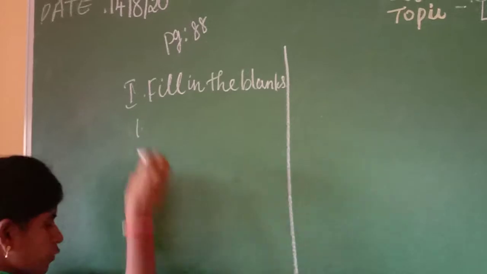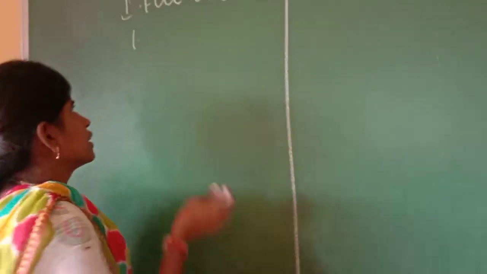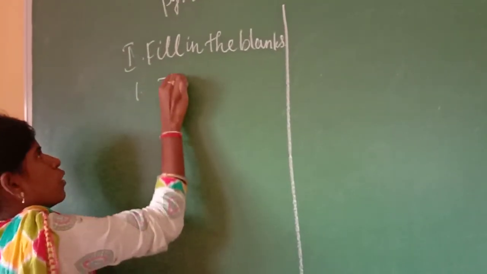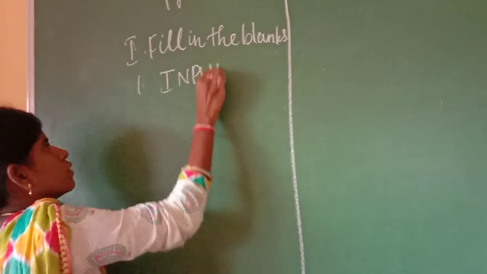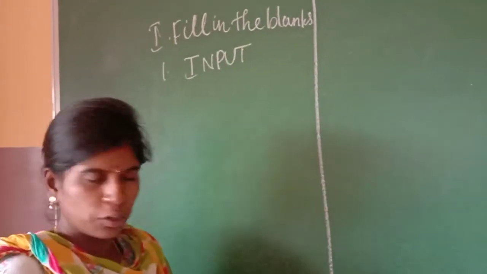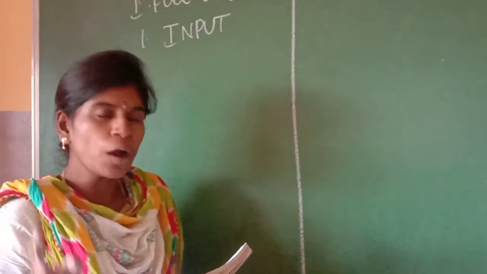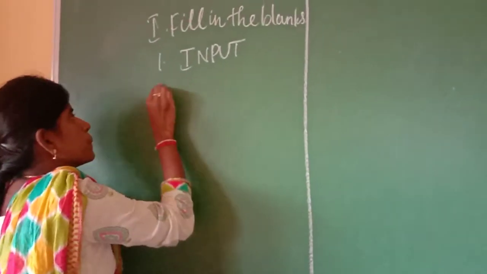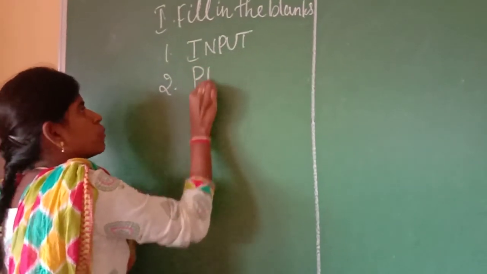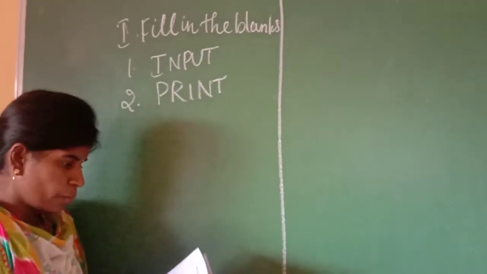Okay. First question: the statement used for program input is dash. That is the input. Okay. Write in block letters only. The answer is the input. In this format only you need to write. Second, dash statement is used for printing. We use a print statement for printing of a command. So this is the answer.